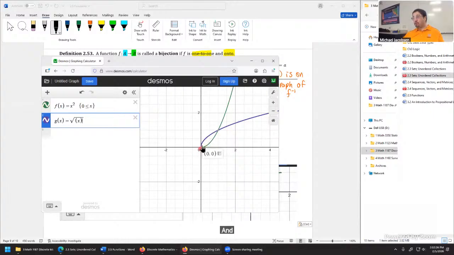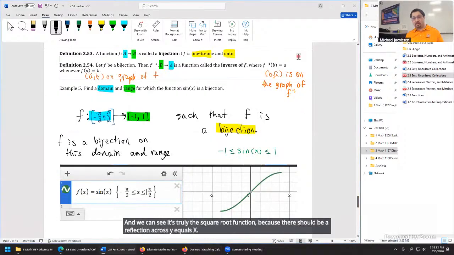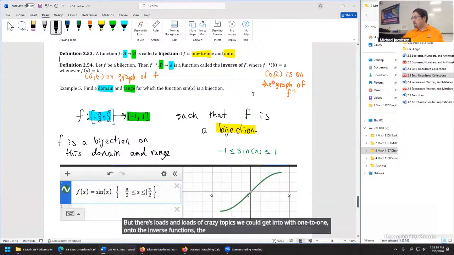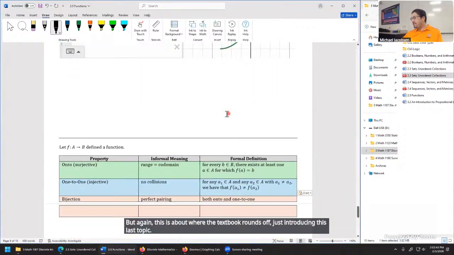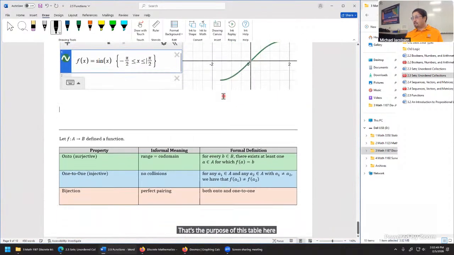And we can see it's truly the square root function because there should be a reflection across y = x. But there's loads and loads of crazy topics we could get into with 1-to-1 onto the inverse functions, the bijections. But again, this is about where the textbook rounds off, just introducing this last topic. And to wrap all these ideas together, that's the purpose of this table here.